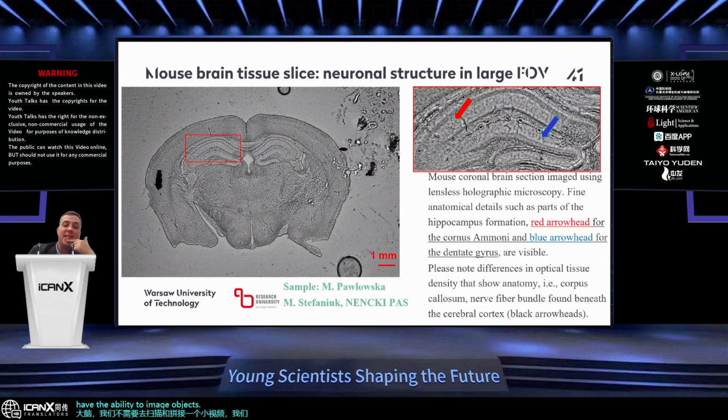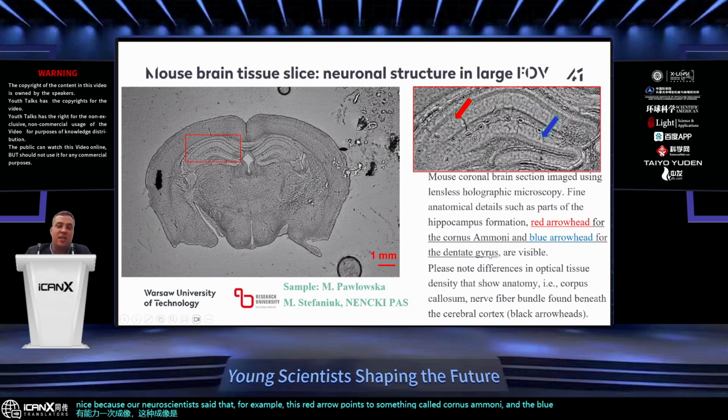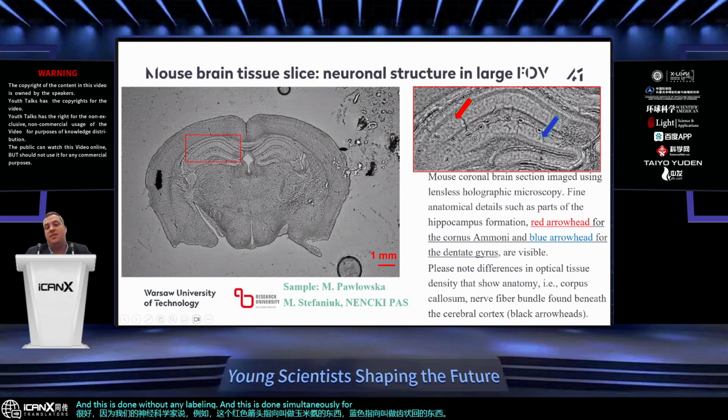And this imaging is nice because our neuroscientists said that, for example, this red arrow points to something called cornu ammonis, and the blue points to something that's called dentate gyrus. And this is done without any labeling, and this is done simultaneously for the entire field of view. So I think this is a promising way.